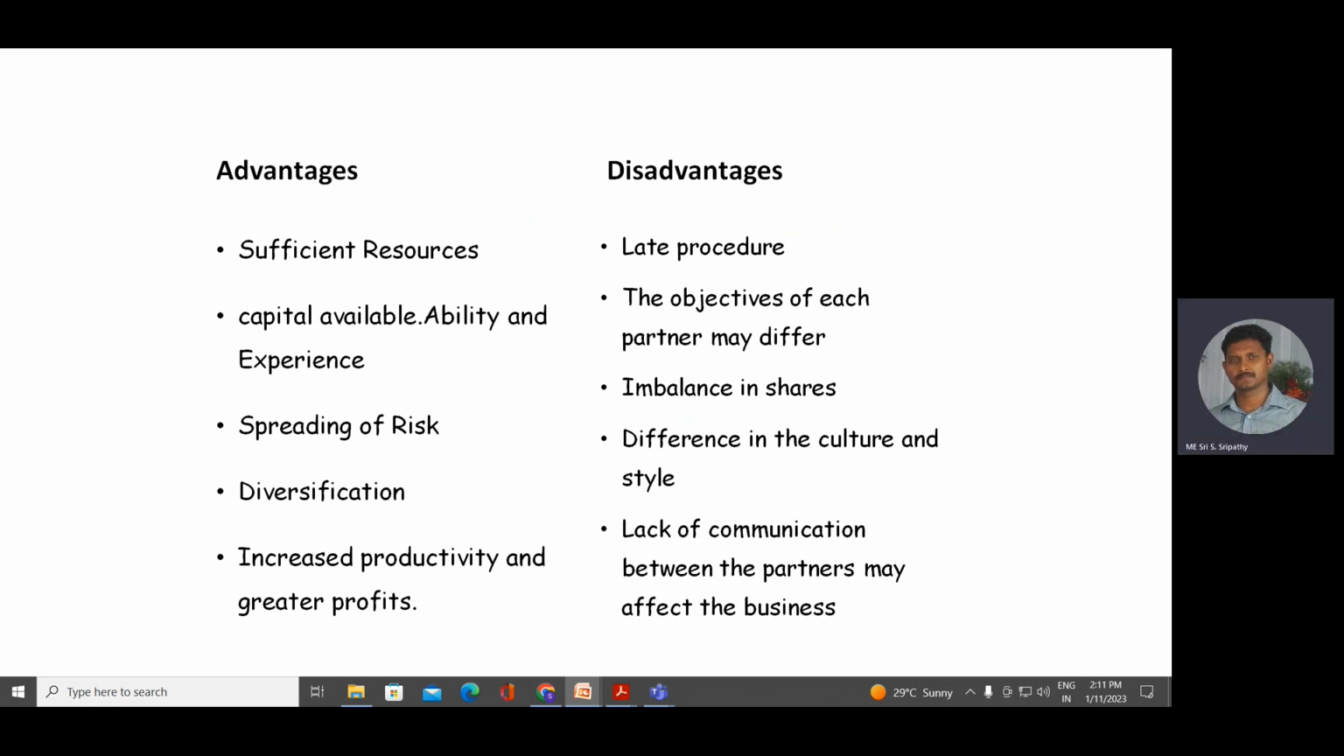Coming to the disadvantages, it is a lengthy procedure. The objective of each partner may differ, imbalance in shares, differences in culture and style, lack of communication between the partners may affect the business. These are the disadvantages and advantages of a joint venture.